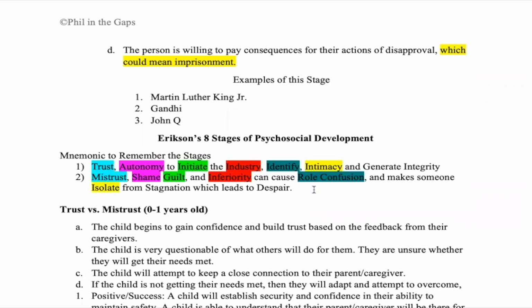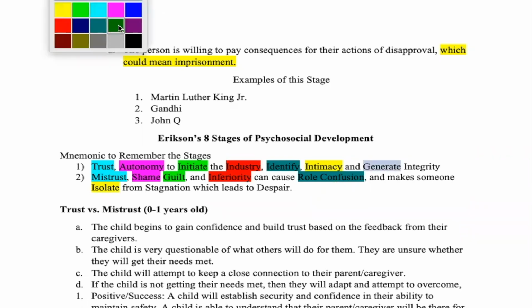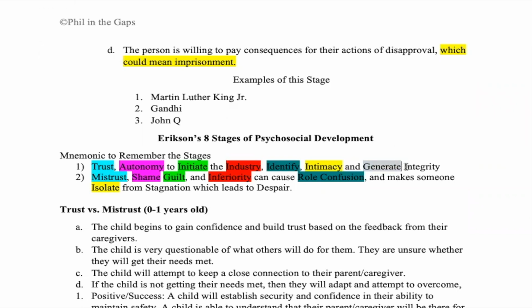If somebody's been able to trust other individuals, they've had autonomy or freedom to explore their environment. They've been able to initiate projects. They've punched the clock at the industry. They have an identity of where they want to go. They have intimacy or love from other individuals. They will then start generating for future generations that will come after them. So that's where generate is going to come from. So that's generativity versus stagnation.